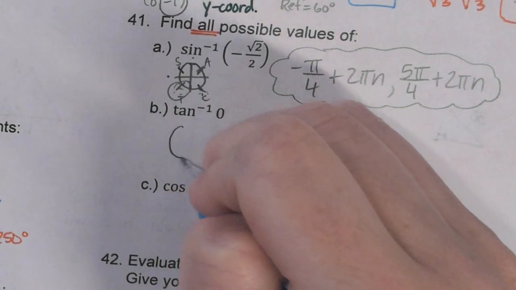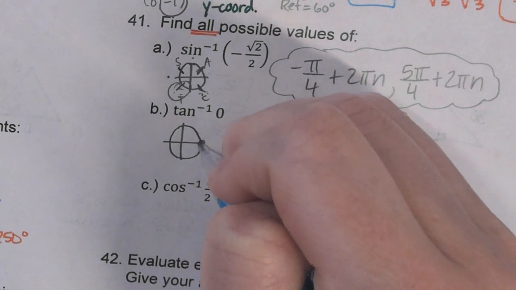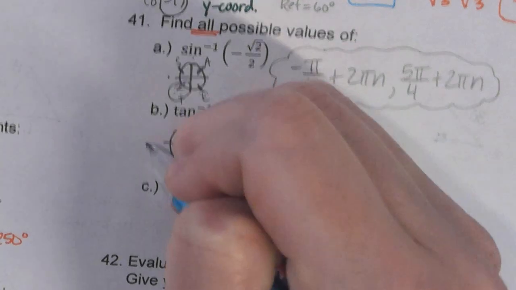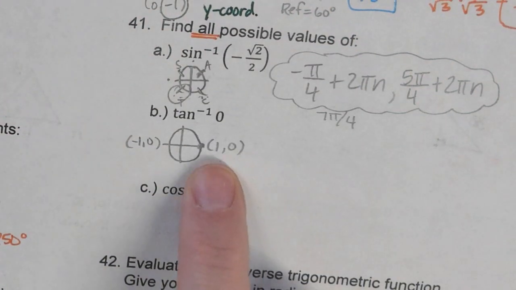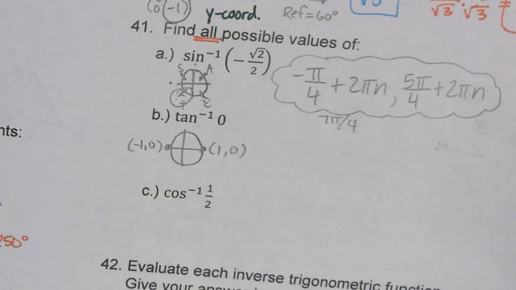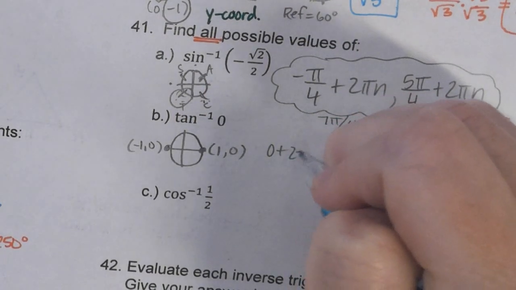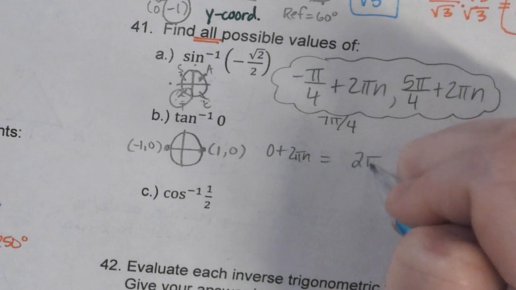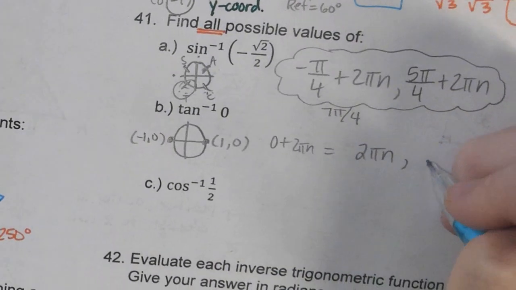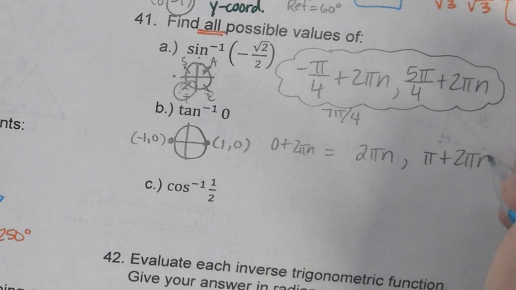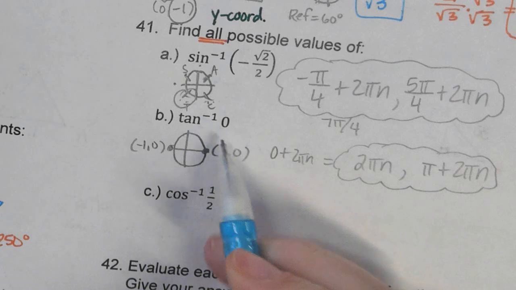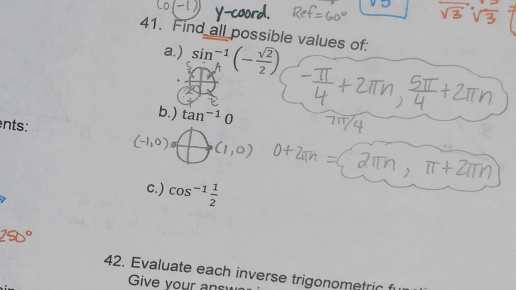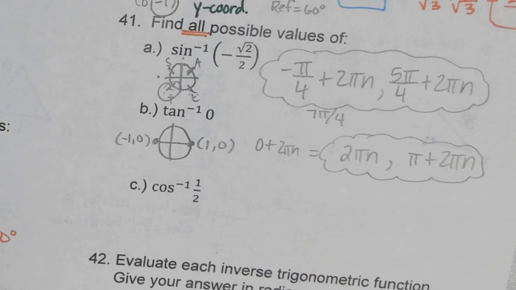All right, the tangent of 0. So where is the tangent 0? The tangent is 0 when the y is 0. So that's going to happen at 0 and at pi. If you do 0 plus 2 pi n, that's just 2 pi n. And then pi plus 2 pi n, that's your other answer. If you put 2 pi plus 2 pi n, that is a place where tangent is 0, but it'll always be within the first rotation that the answer will be given.